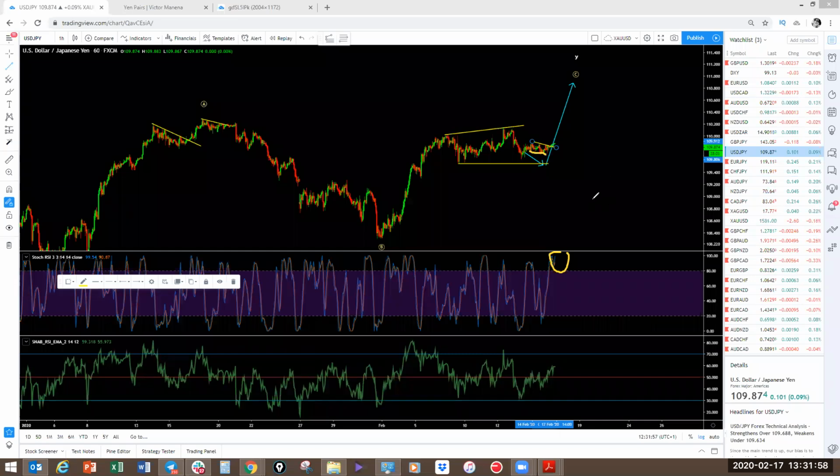Okay. RSI is above 50, that's fine, but we want the stochastic to reset. Although you can assume that this has reset here, you can take the trade from here and take it back up to that level. That is US dollar yen.